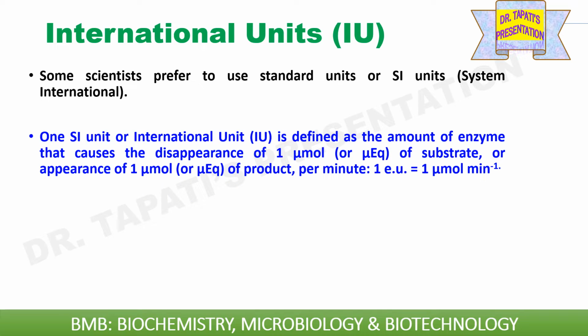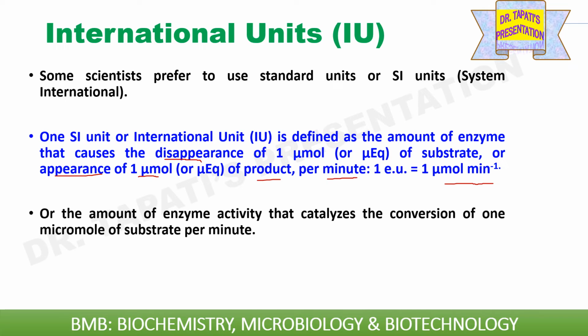One SI unit or international unit, IU, is defined as the amount of enzyme that causes the disappearance of 1 micromole of substrate or appearance of 1 micromole of product per minute. That means one enzyme unit is equal to 1 micromole per minute. In case of katal, it was 1 mole per second. Or we can define the international unit as the amount of enzyme activity that catalyzes the conversion of 1 micromole of substrate per minute. So enzyme activity is equal to micromole of product divided by time.